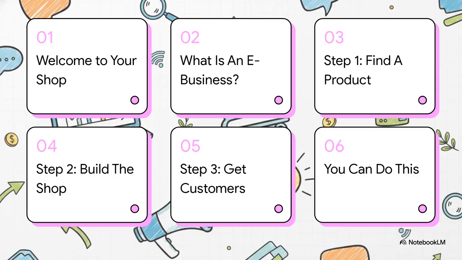Here's our quick roadmap for today. We'll start with a welcome to your shop, define what an e-business actually is, and then we're going to move through 3 core steps: finding a product, building the shop, and getting customers. Finally, we'll wrap up with why you can absolutely do this.